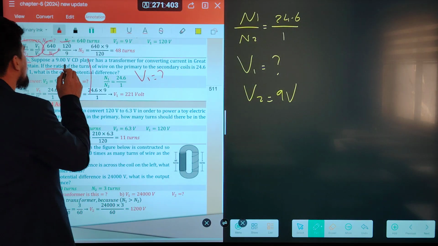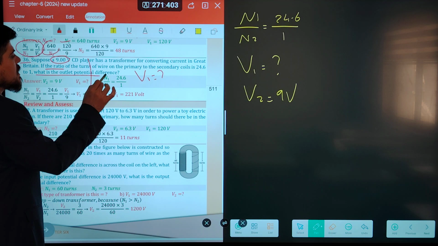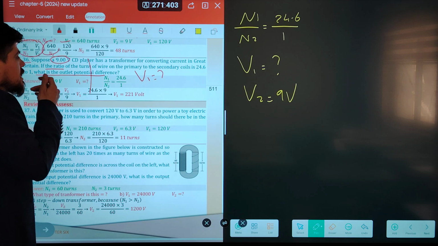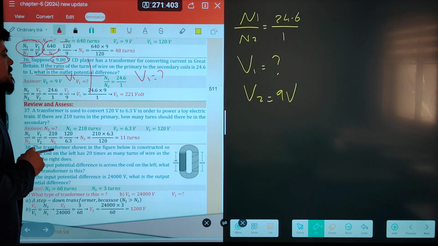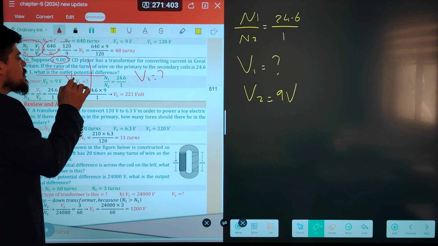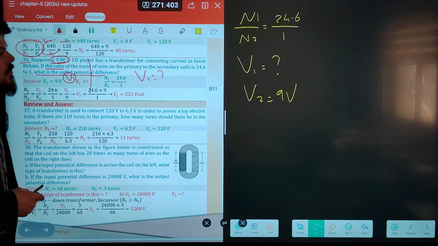How did we know this is V2? Because the question asked us to find what? Outlet potential difference. Outlet potential difference means V1. This is not output. This is outlet. If the outlet potential difference V1 is unknown, it means that this 9 volt is what? Is V2.